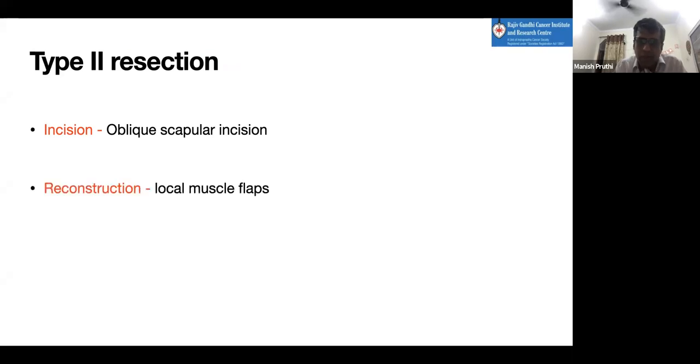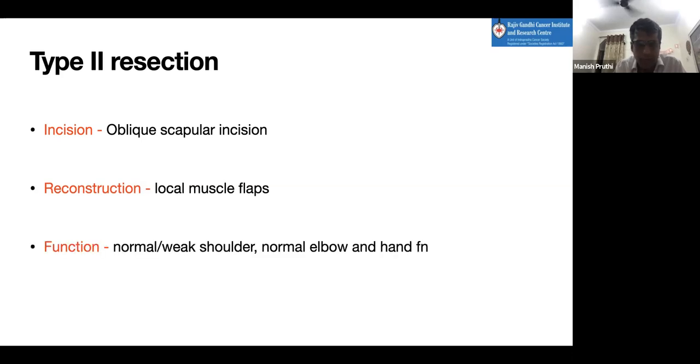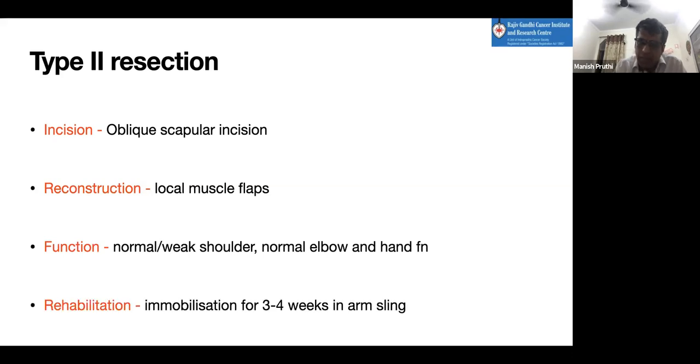The reconstruction, because we are not losing the joint, only a local muscle flap shifting the rhomboids is more than enough. As for function, the patient can get even a normal function or sometimes a weak shoulder depending upon the abductor resection, but gets a normal elbow and hand function. Rehabilitation is just a small immobilization for 3 to 4 weeks in an arm sling, depending upon the amount of muscle resection. Because the soft tissue heals very fast and we are not removing much bone, these patients are mobilized earlier.